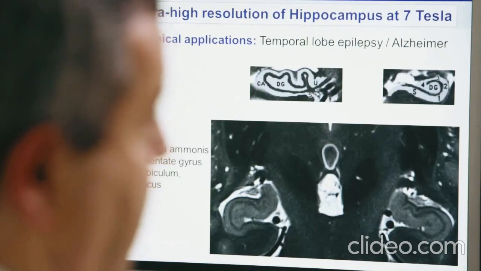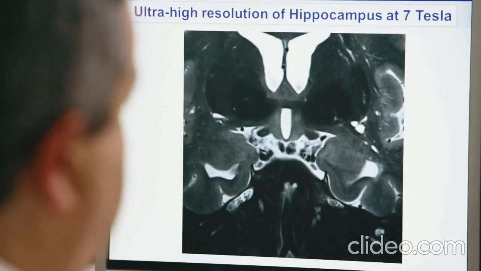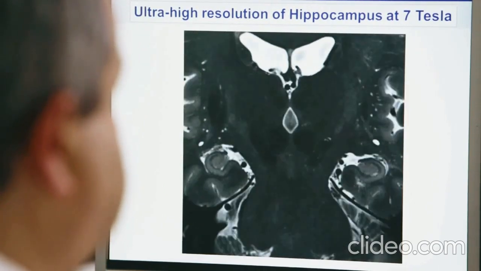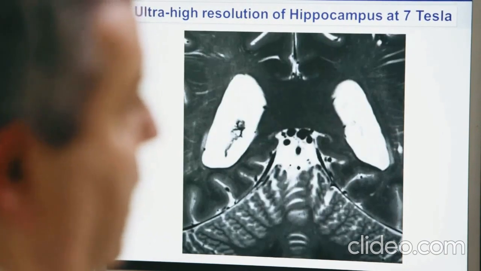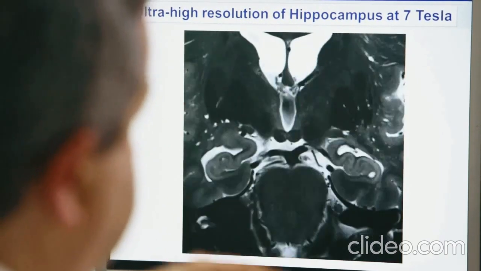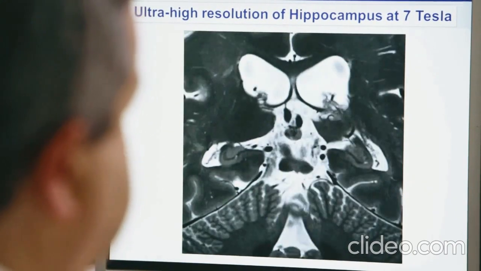Here we see a slice through the hippocampus, a single slice with a very high resolution of 0.2 millimeter in plane. And here we see a video where we go slice by slice through the hippocampus from the head over the body to the tail of the hippocampus. It's once again repeated, and you can see all details of the hippocampus in this high-resolution imaging at 7 Tesla.